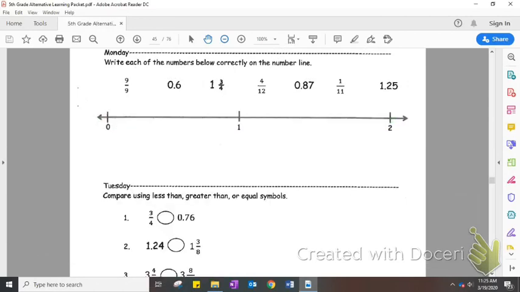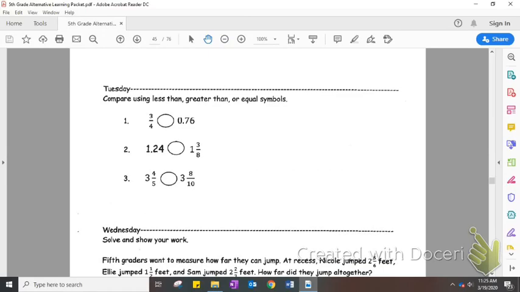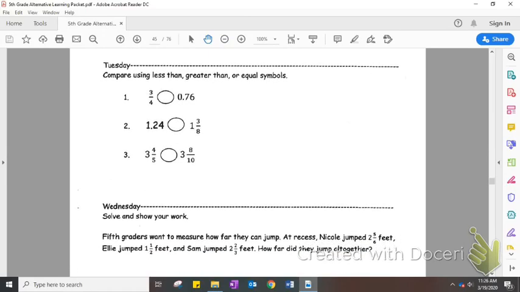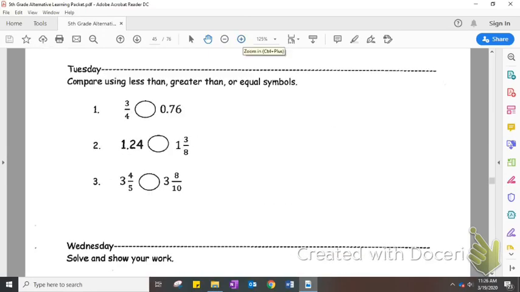All right, let's move on to Tuesday. And I'm going to zoom in. It says compare using less than, greater than, or equal symbols. We'll start with the first one.